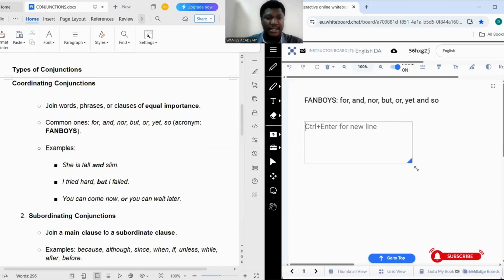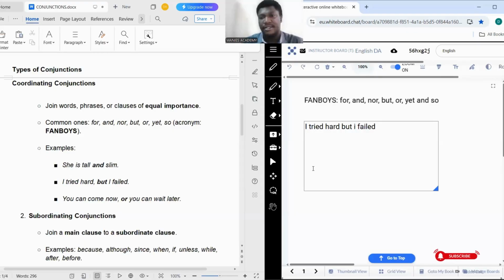Let's look at this example. I tried hard, but I failed. Now, you have joined two different phrases together and made them make sense. If you just say I tried hard, that is just a phrase. It doesn't have a finite verb. It's just there. It just exists. But when you take I tried hard, but I failed, you have taken one aspect of the sentence which introduced an idea, and the second aspect of the sentence which concluded the idea. That way, you have made common sense and you have made a sentence that is coherent and correct.